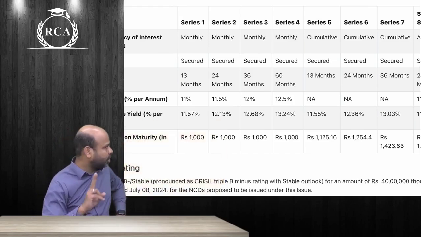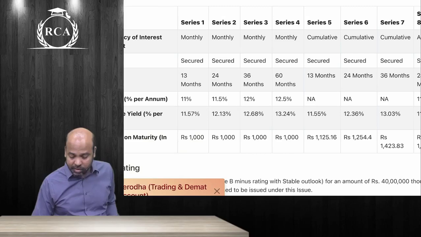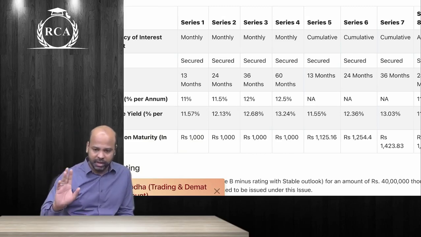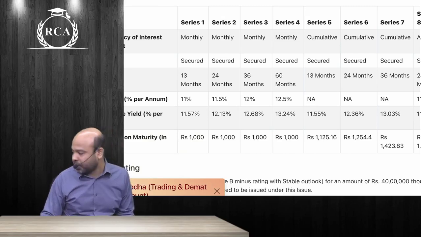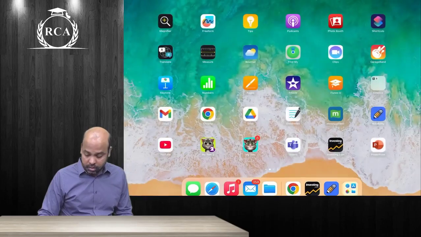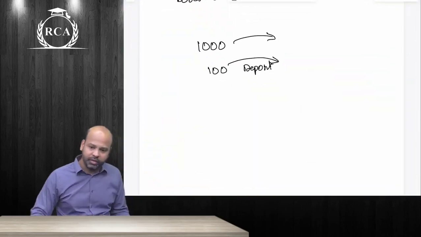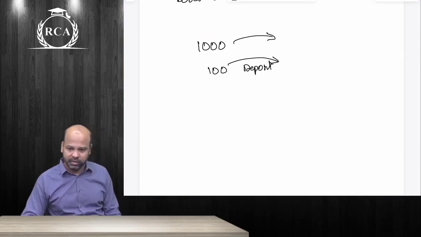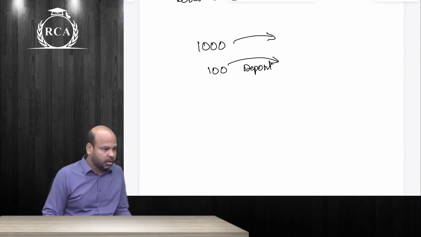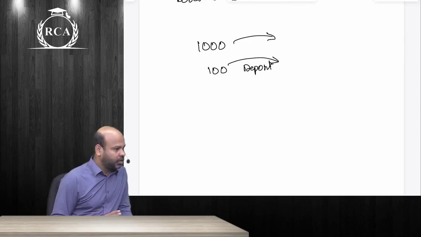So when will you talk about simple interest? I will come back to this example, beta, when I do effective rate of interest. For now, when will you talk about simple interest and compound interest? Only when the cash flows are not being distributed. If the cash flows are being distributed, as such guys, then by default it is compound interest.